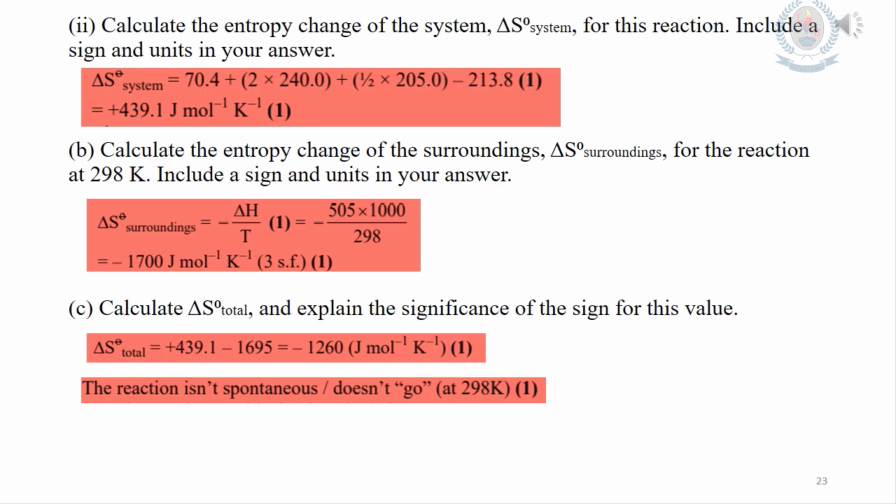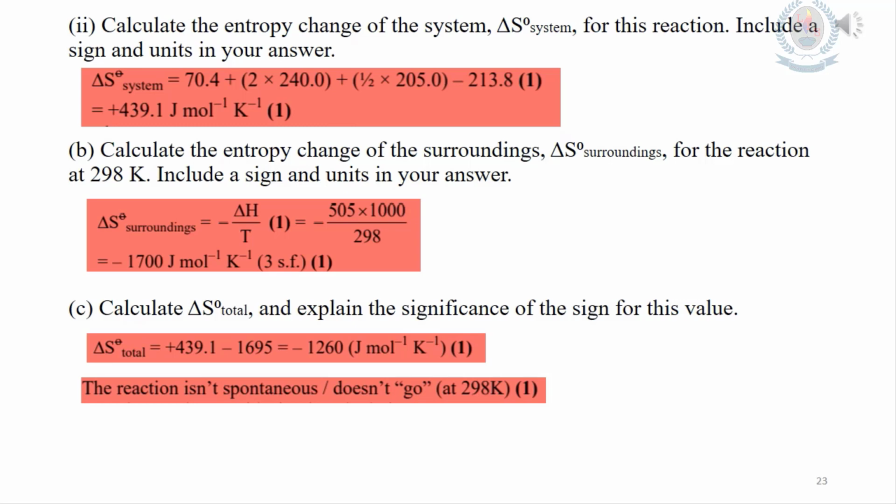Second part, calculate the entropy change of the system for this reaction. Include a sign and units in your answer. How can we find delta S system? Delta S system equals delta S products minus delta S reactants. So here you can substitute the values of delta S products and delta S reactants, and you can get the answer plus 439.1 joules per mole per Kelvin.